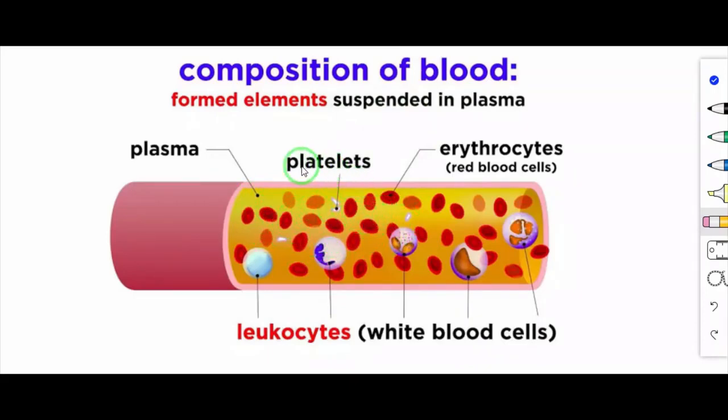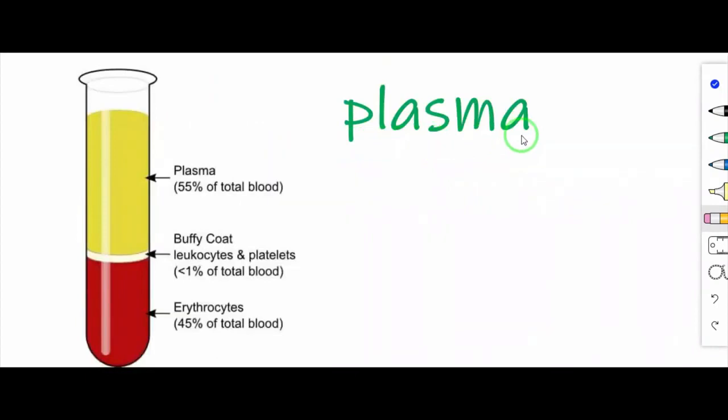What are the blood cells? Platelets, erythrocytes and leukocytes. They are known as formed elements, and they are suspended in the plasma. So three types of formed elements are there: platelets, erythrocytes and leukocytes. The yellow color liquid area is known as plasma. Got it? This plasma is a fluid part.